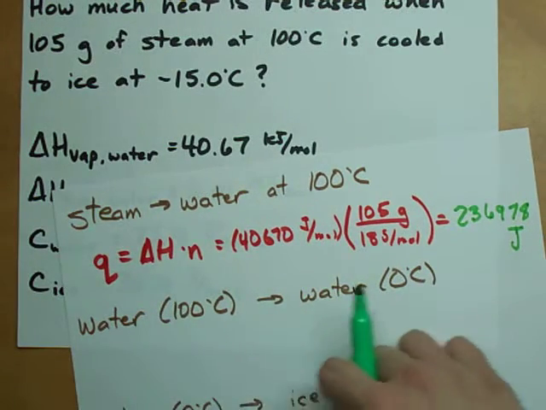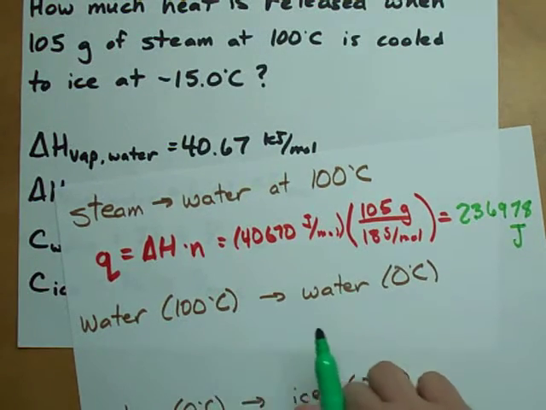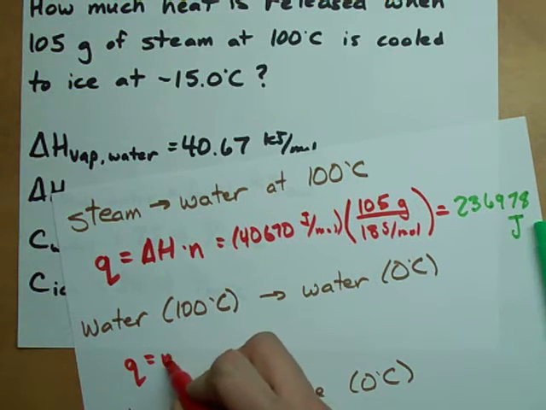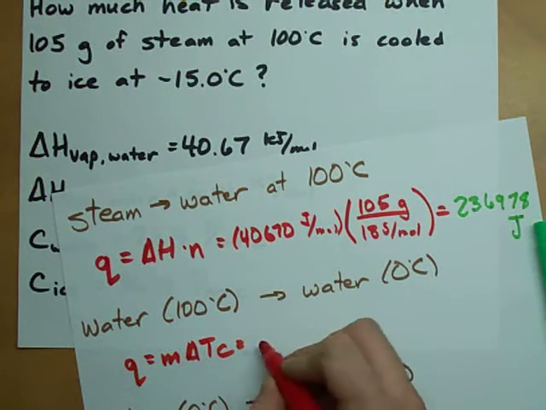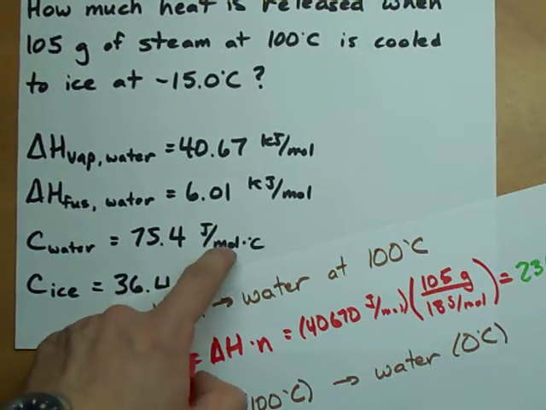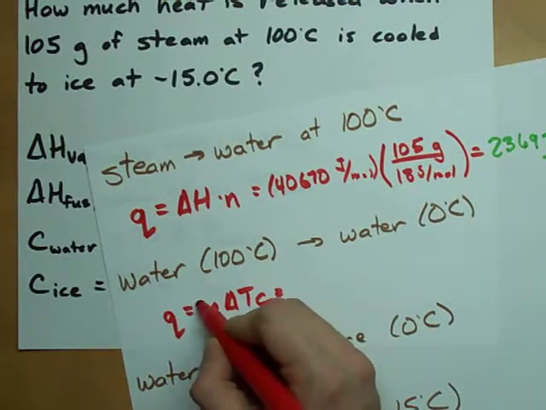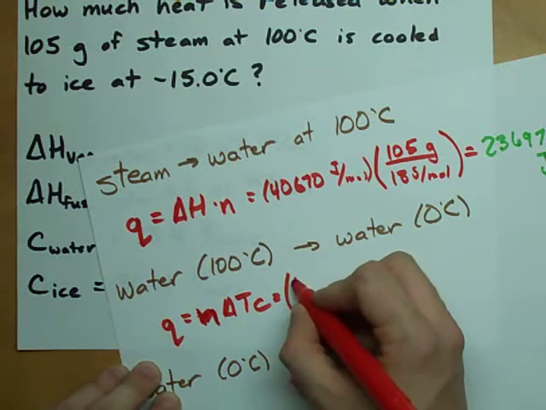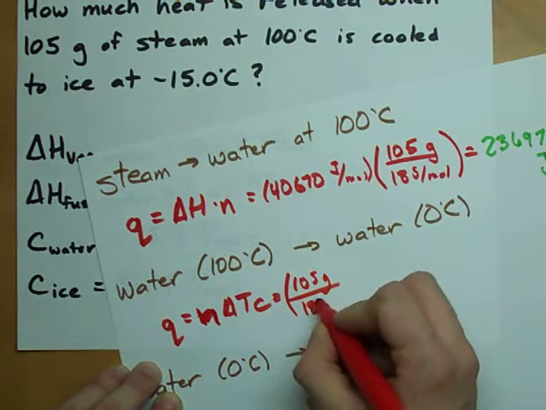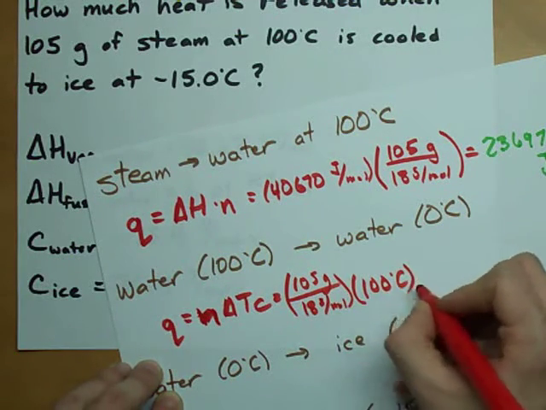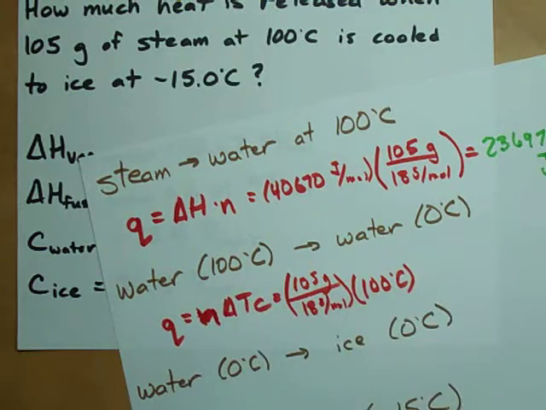Okay, then the water has to cool itself. Now there is no state transition here. Instead, we're simply changing the temperature. To find the Q for that process, we use m delta T c. Except they gave us the heat capacity in joules per mole, so I guess we're using the number of moles instead of mass. My mistake. The number of moles is 105 grams divided by 18 grams per mole, as I said. We're changing the temperature by 100 degrees Celsius. It's going from 100 down to 0.